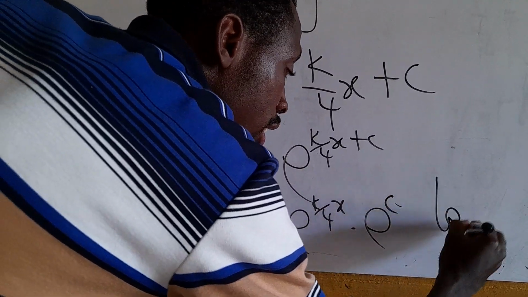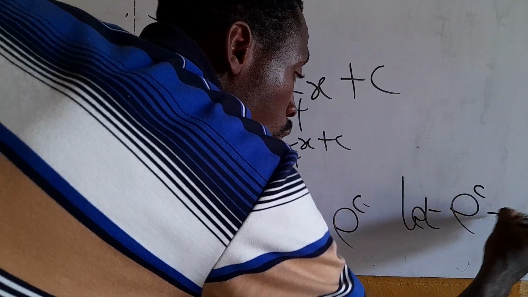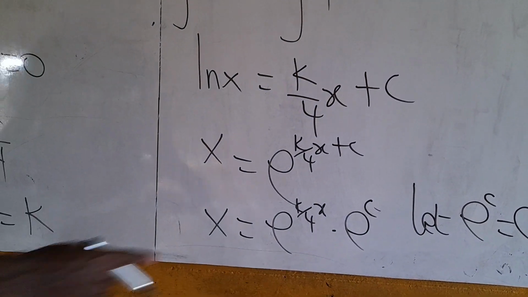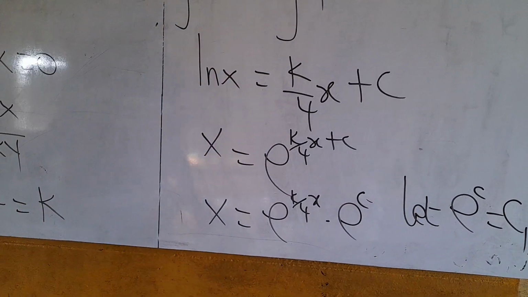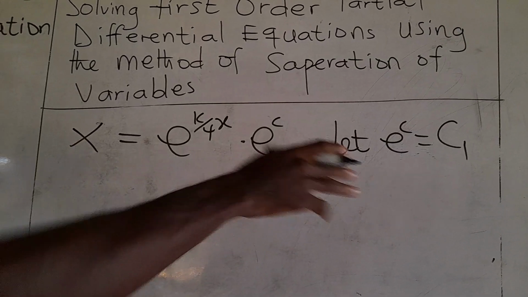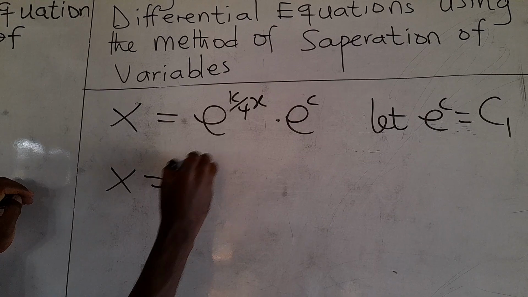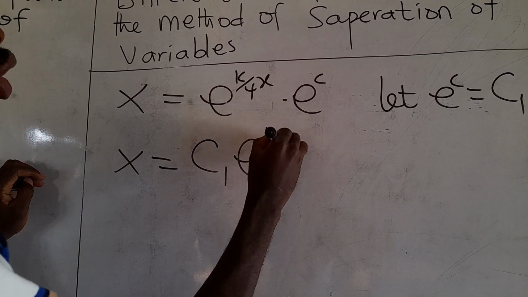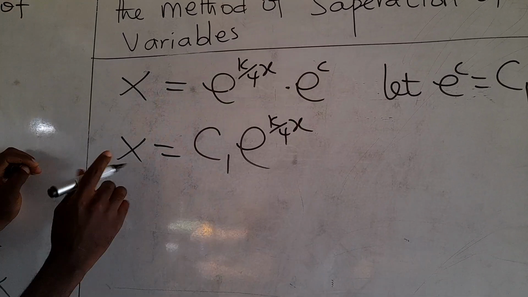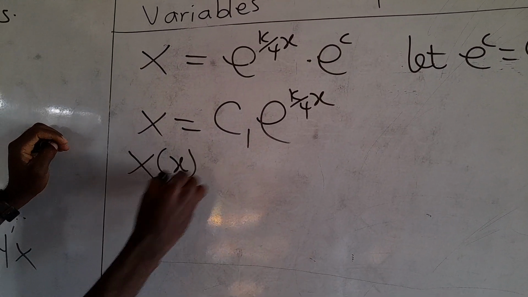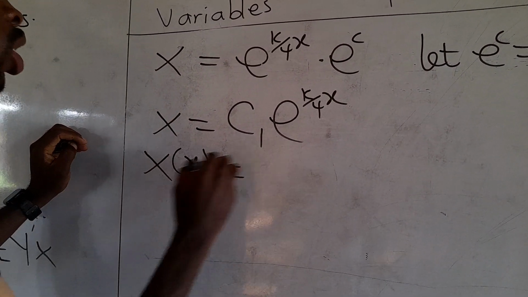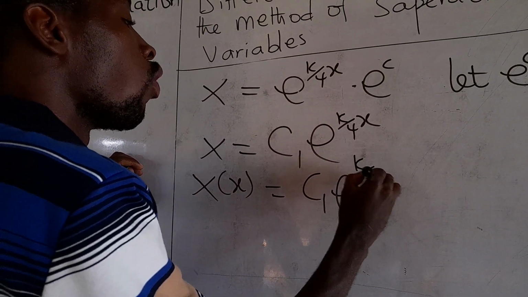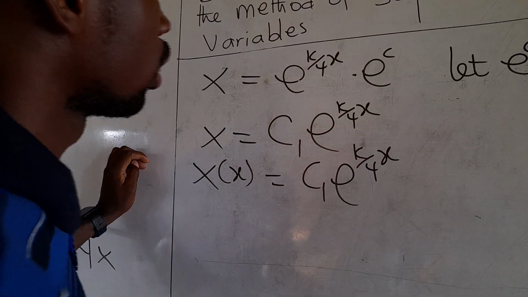So now we let our e exponent c to be equal to maybe capital C1. Now in place of this, we substitute C1. So when we substitute the C1, we get x equal to C1 multiplied by e exponent k over 4 x. Then this becomes our function, the x function. So the x function is C1 e exponent k over 4 x.